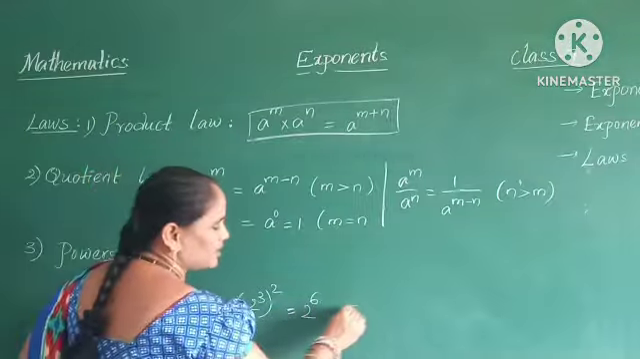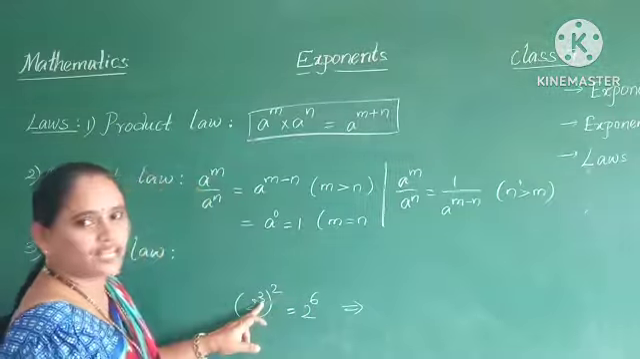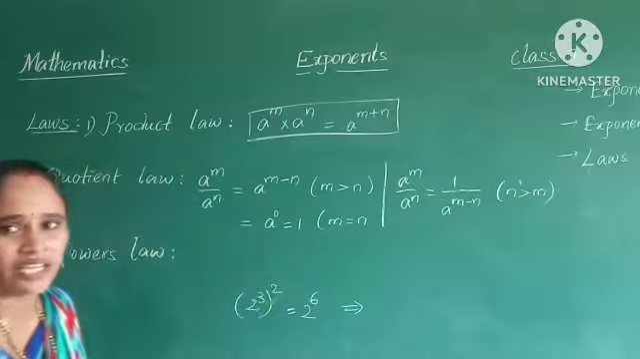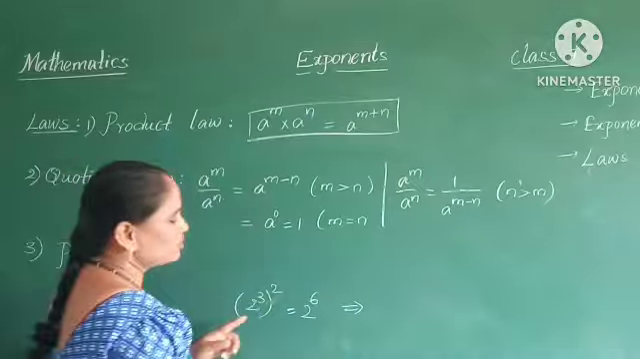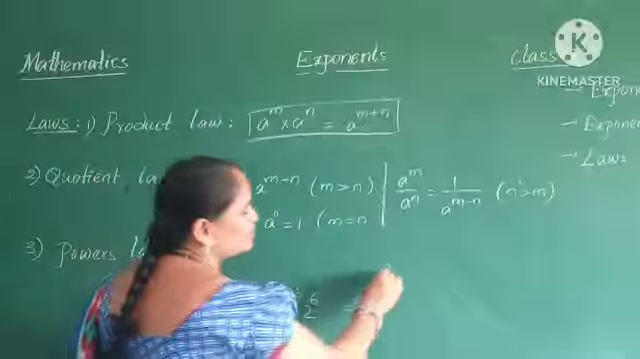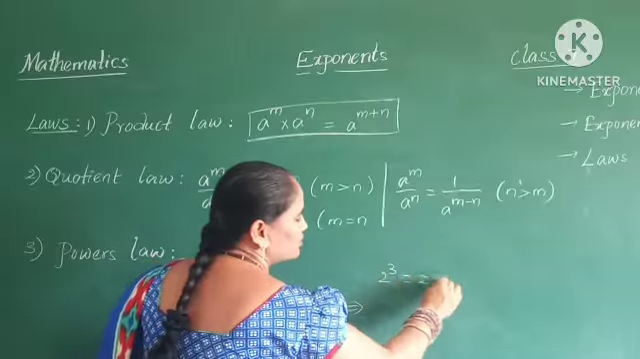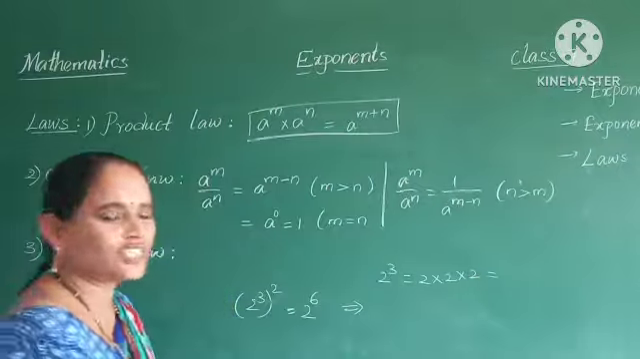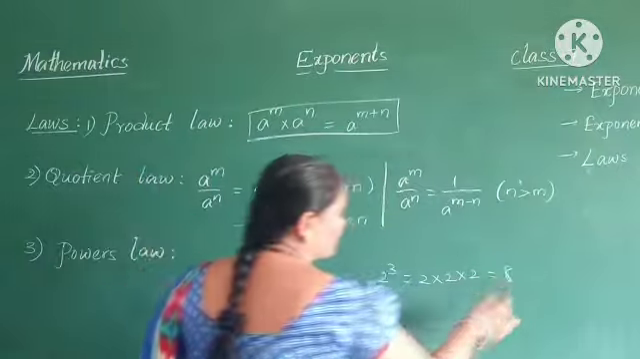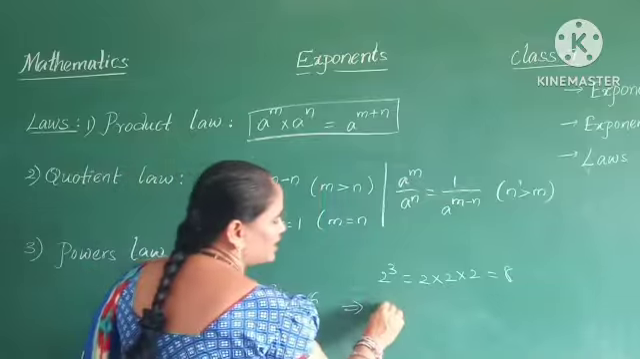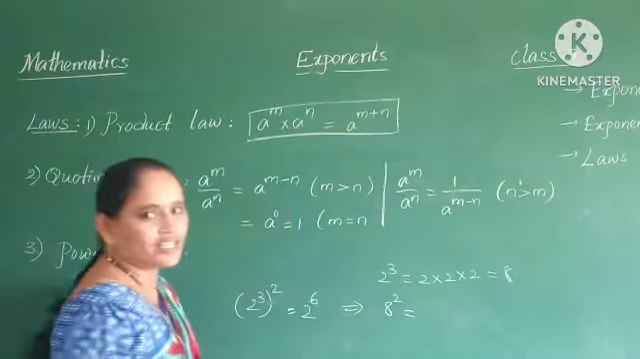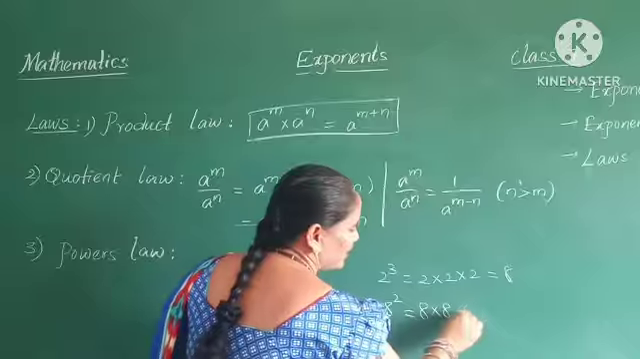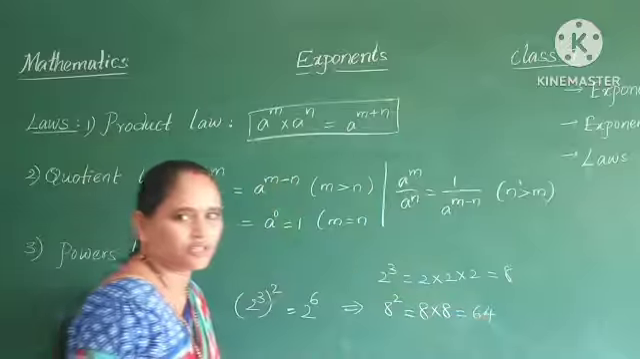Let us check the result. 2 cube value: 2 cube means we have to multiply 2 three times, 2 into 2 into 2. 2 twos are 4, 4 twos are 8. Then the whole square means 8 square. 8 square value is 8 into 8, and 8 eights are 64.